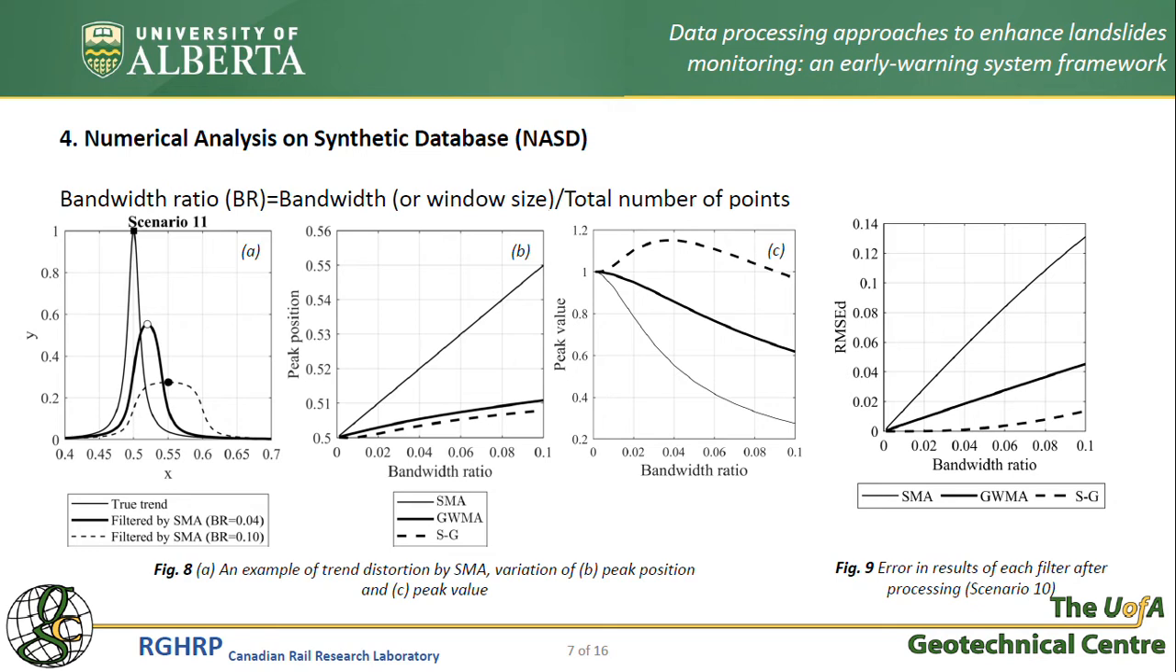We repeated this for all three filters at different window sizes to see how these observations would change in other situations. Figure 8b displays the peak position, and it shows that SMA is prone to procrastinate the peak almost 4 to 5 times more than Gaussian and SG filters. Figure 8c also accentuates another downside of SMA, since it shows that this filter attenuates the peak value at least 2 times more than other filters.